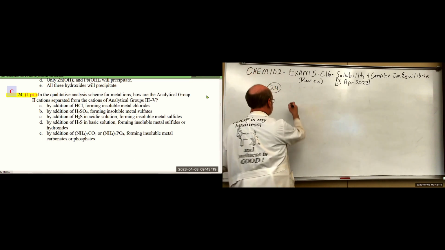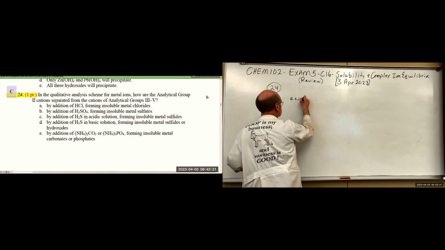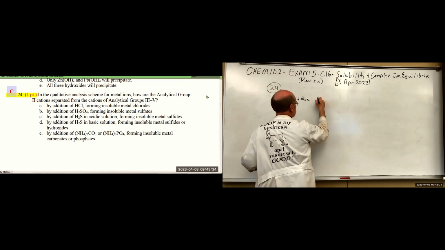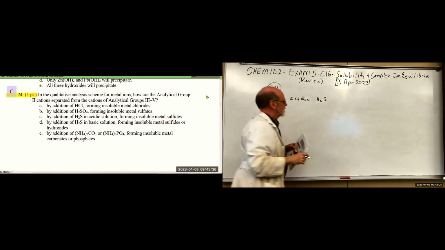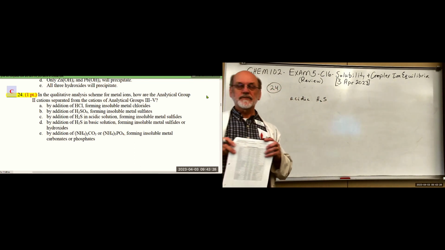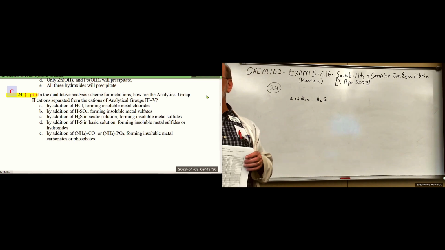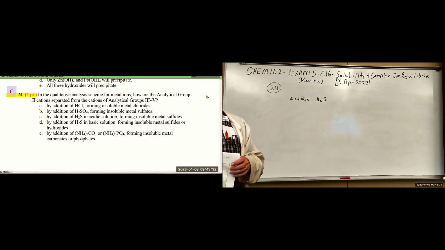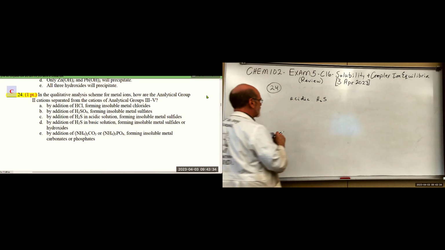So acidic H2S will precipitate those out, which is C, as metal sulfides.